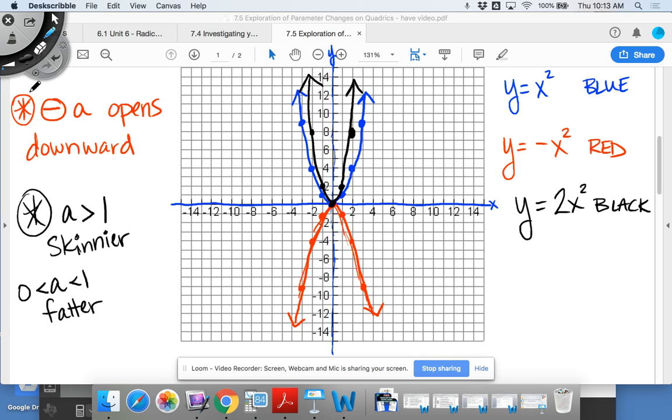Then when you're finished with that, we're going to turn this on the back. So that was about the A value. The A affects how it opens. If it's positive, it opens up. If it's negative, it opens down. If the number in front is a number like 2, it's going to make it skinnier. If it's a number like 1/2, it's going to make it fatter.